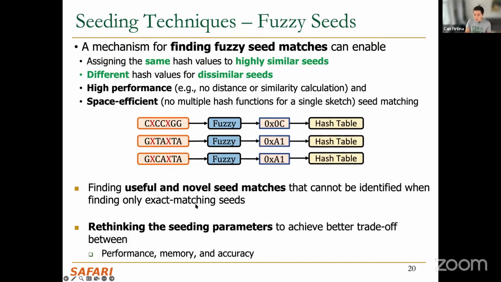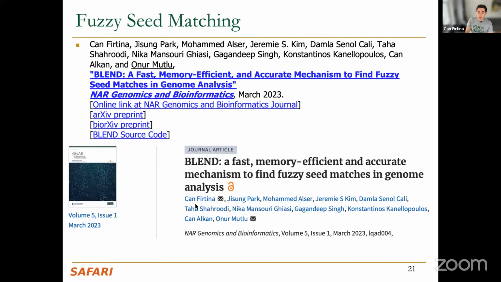And so that it also enables rethinking the other parameters related to read mapping, etc. further. And this is what we do in this paper. This is a blend that was published early this year. This is a mechanism that can enable generating the same hash value for highly similar seeds. And if you're interested, you can take a look at this paper to learn more about it and how we do it, how we enable fuzzy seed matching.